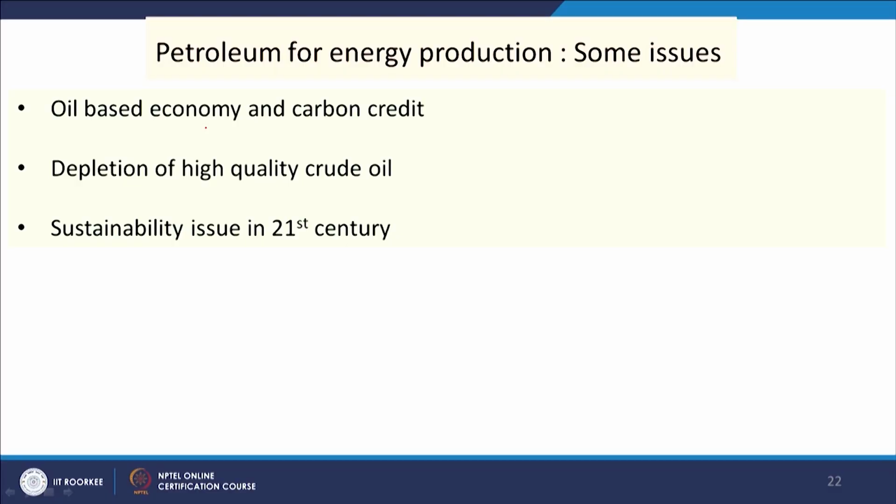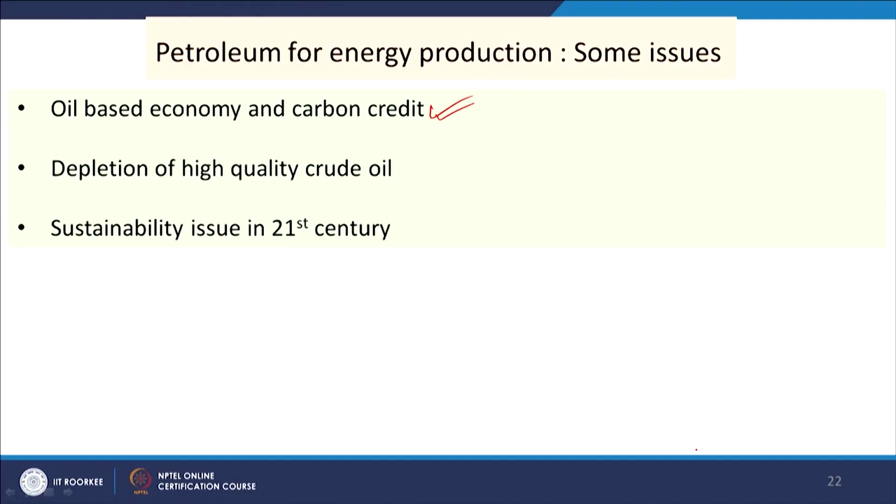Then, petroleum for energy production has some issues, and we will be discussing them now. So, oil based economy and carbon credit is one issue. Our society is mostly dependent on oil utilization, and it produces carbon dioxide. So, if we use more oil, we will be producing more carbon dioxide. So, carbon credit will be under consideration. So, that is one issue. We have to optimize things so that carbon emission will be reduced.